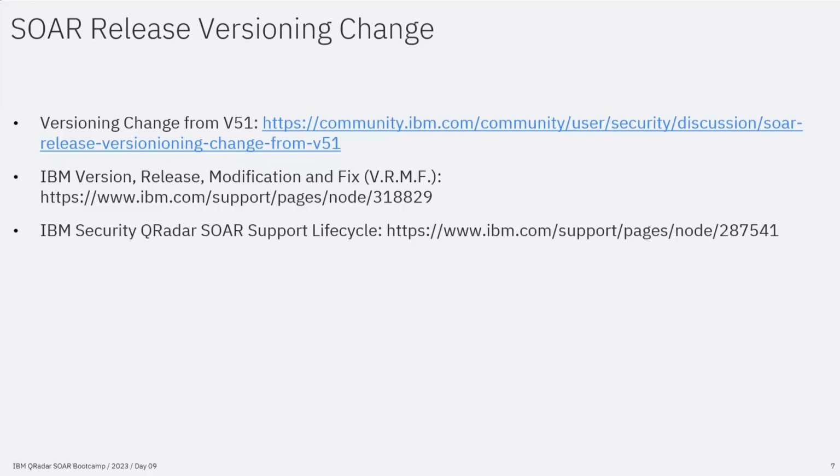Now, before we proceed, there's a slight announcement that came up recently. There's a versioning change that's happening for SOAR. As you know, IBM Security QRadar SOAR typically releases feature updates each quarter and patch updates each month. Going forward from version 51, there is a versioning change. All the details have been provided in the links. If you are curious about the version release, modification, and fix, commonly known as VRMF, that link is also available. And the support lifecycle for QRadar SOAR is also available on the links.